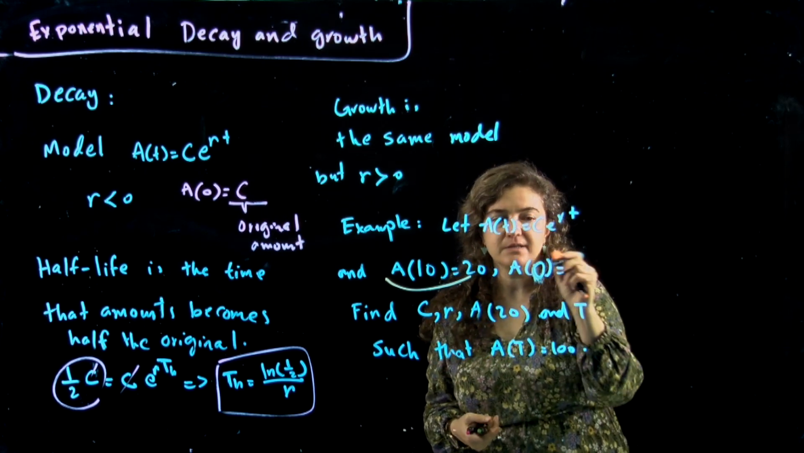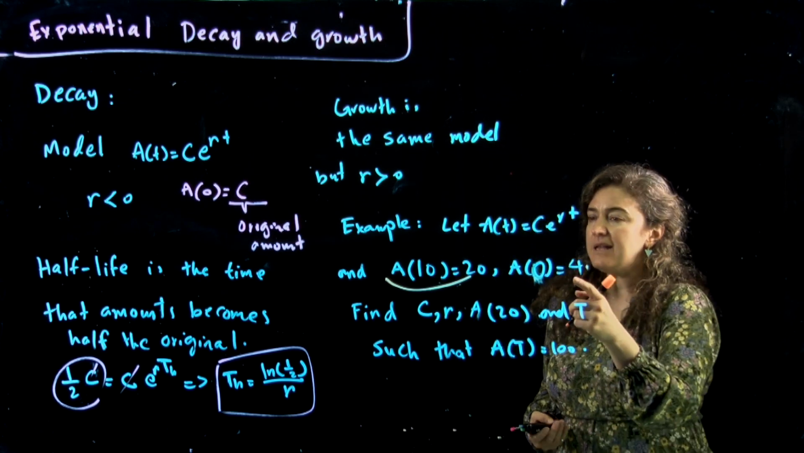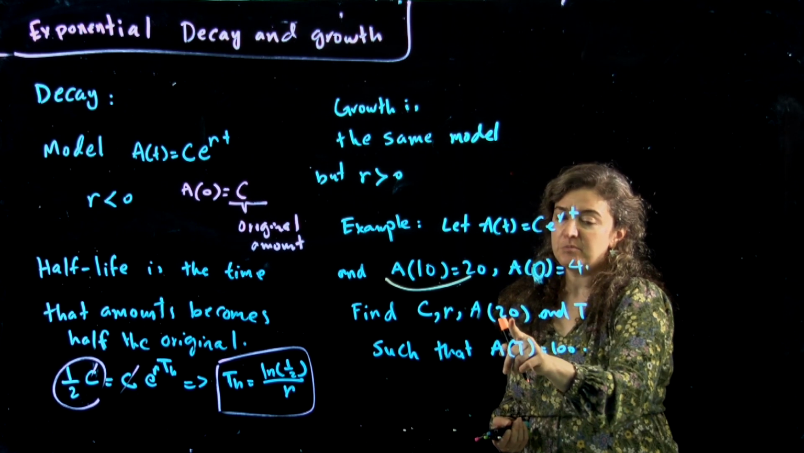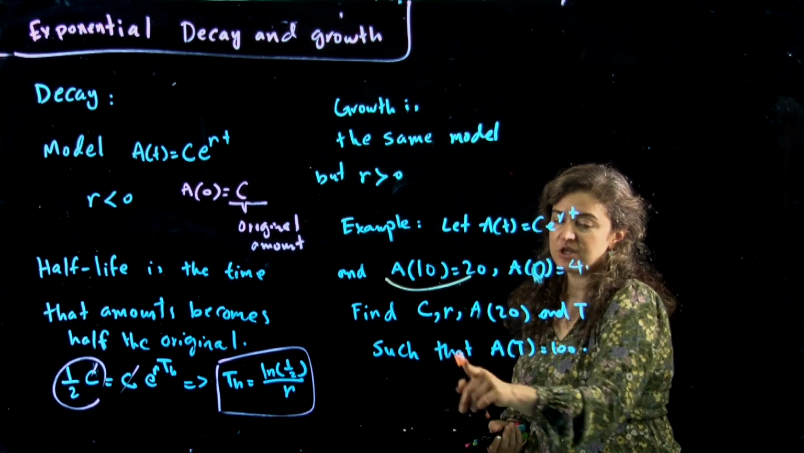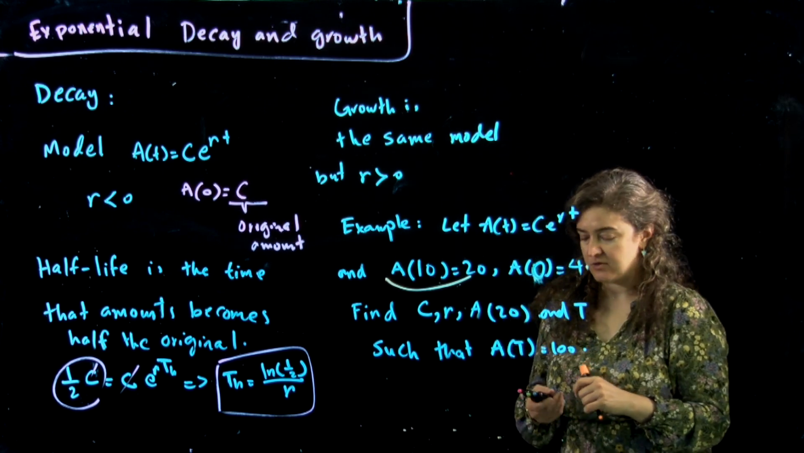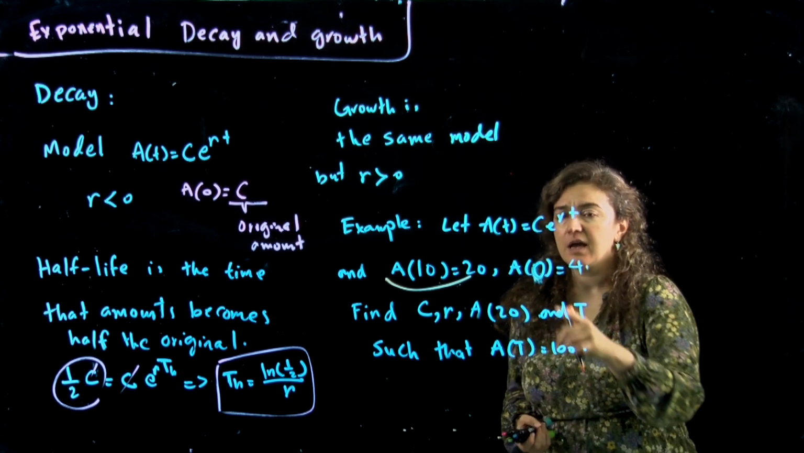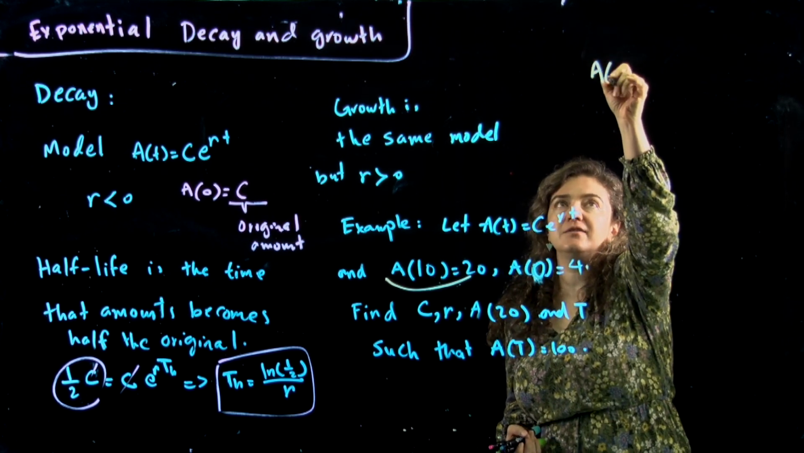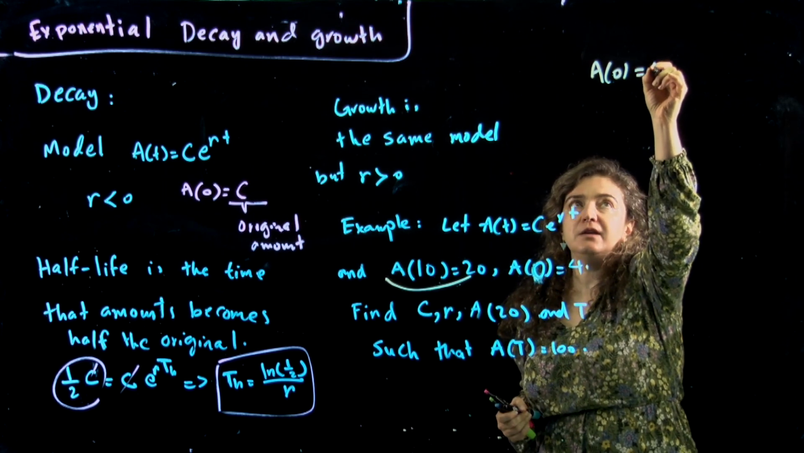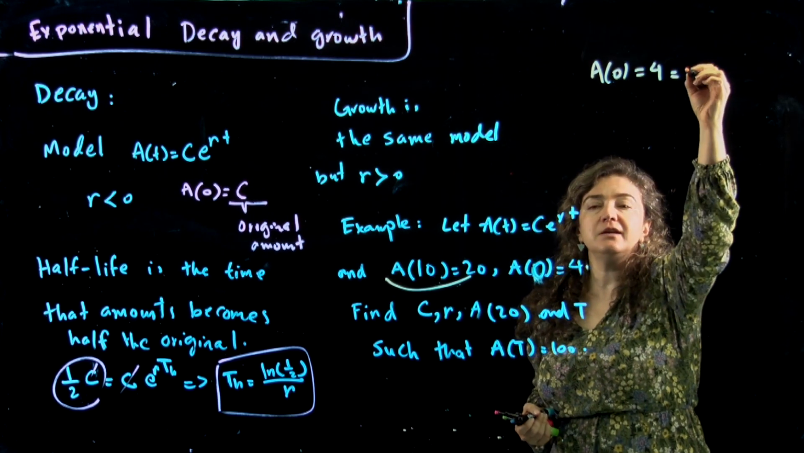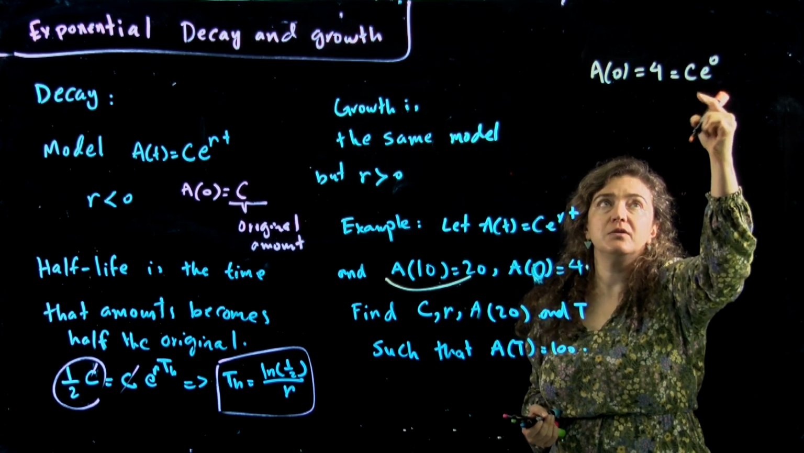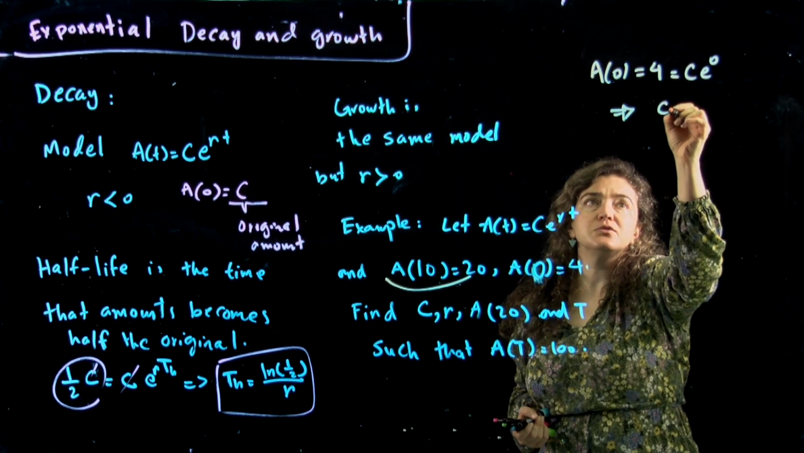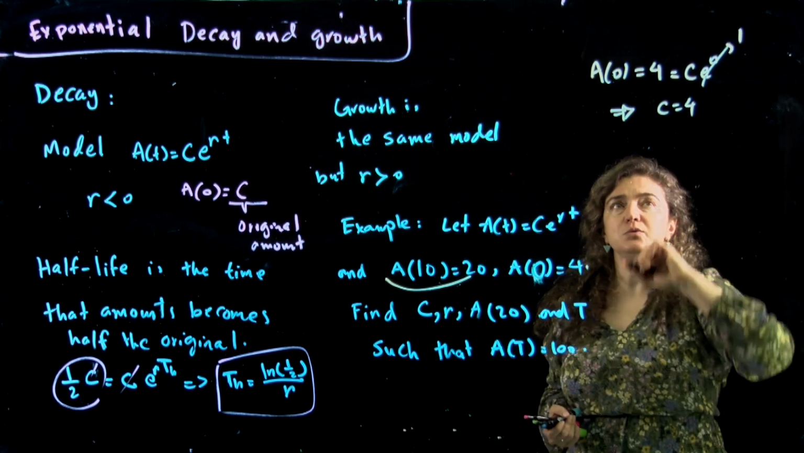A(0) equal to 4. And so we are going to use that to find c, r, A at time 20, and t such that A(t) is equal to 100. So what do I know? A(0) is equal to 4, so I plug in 0, and plugging in here gives me c e to the power 0. That means that c is equal to 4 because this part is equal to 1.